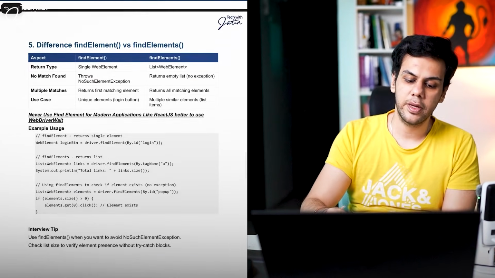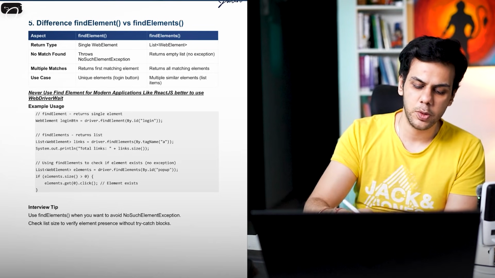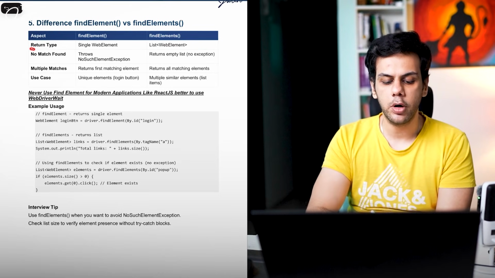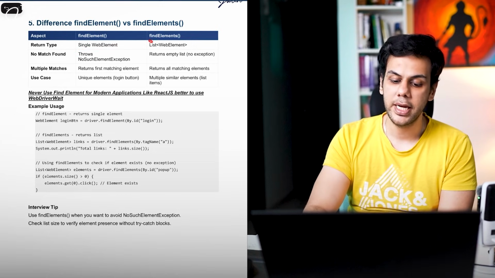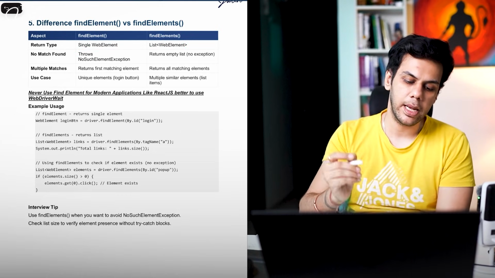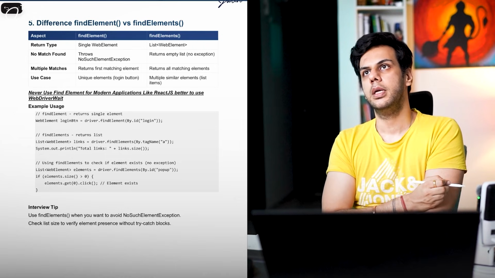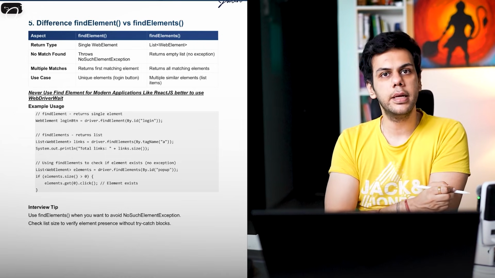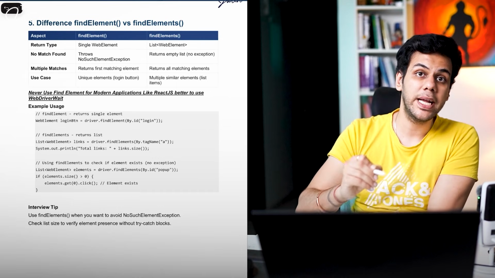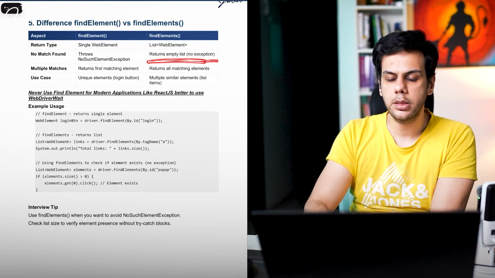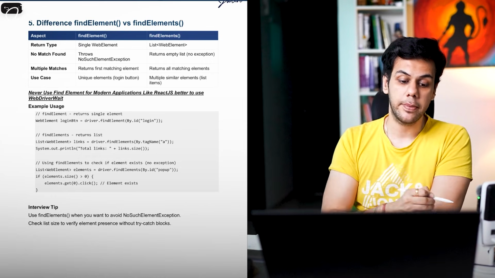Next, difference between find element and find elements. Everyone knows this is a pretty simple one. Just quickly go through this one. When we are talking about find element, it is going to return me a single web element. Find elements is going to return me a list of web elements. No match found: if your locator does not help in finding any element, you're going to get no such element exception. But in find elements, you're going to get a list which is empty.